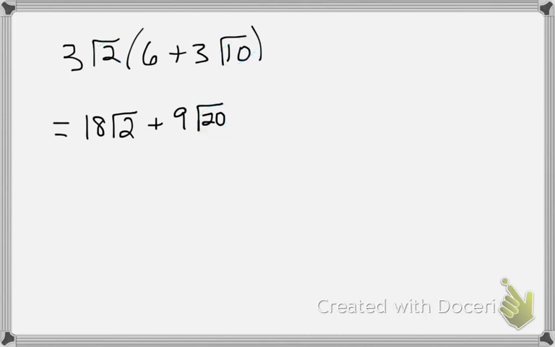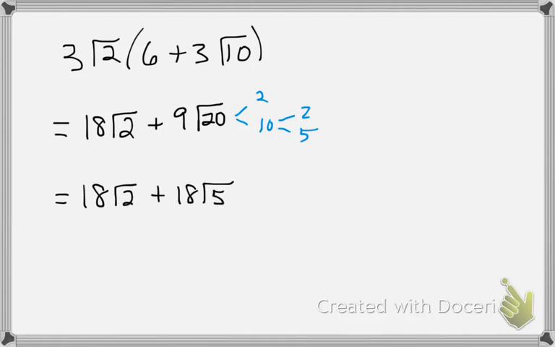But we're not done, because square root of 20 does break down. 20 is 2 and 10, which is just as good as 4 and 5. 10 breaks down into 2 and 5. Either way, 4 would be 2 and 2, and then 5, so you get to the same prime factorization. What can we bring out? A 2. That means I wind up with 18 square root of 5.